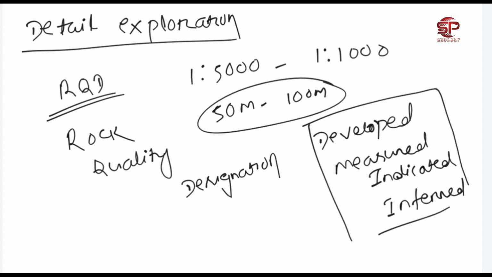Then we will move to another thing. After detailed exploration, we will go to mining work. That is the mining lease. Detailed exploration is the last stage of exploration. Then mining will come, and you have to take a mining lease. Then depending upon what type of mining we are doing, open cast or underground, depending on the location. Then other work will come under mining activity.